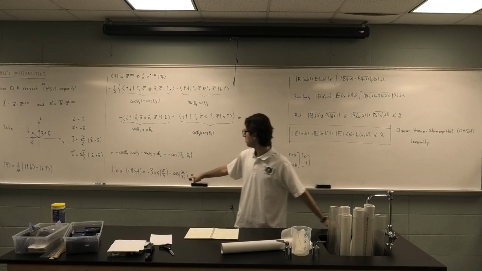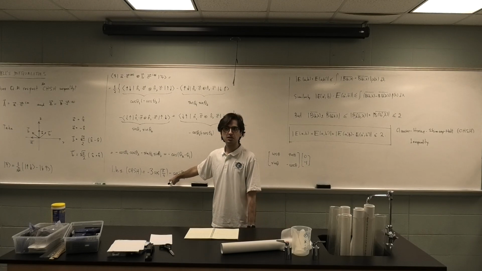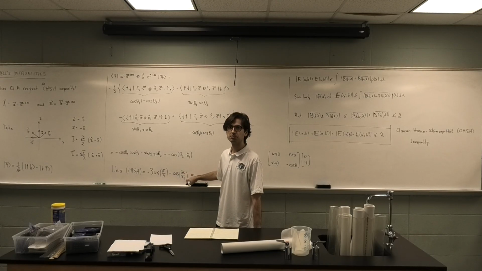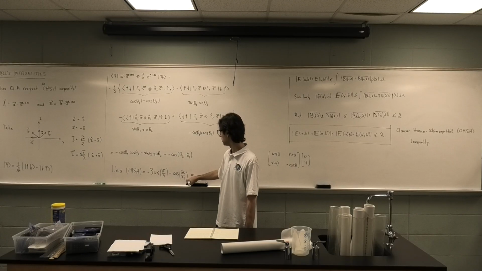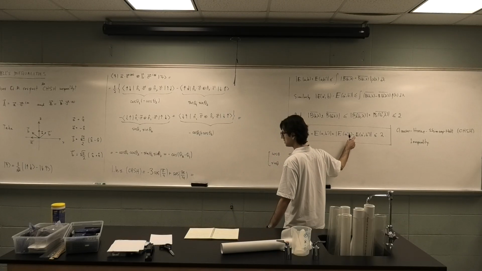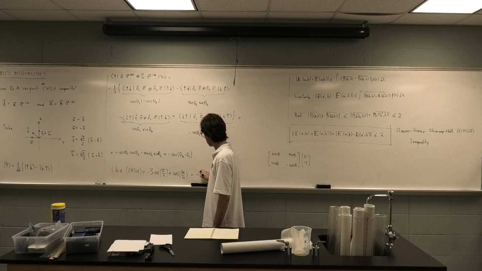What's cosine of 5/4? Root 2 divided by 2. And cosine of 5/4 is minus that. So this is a plus because of this minus here. So this is minus 2 root 2.